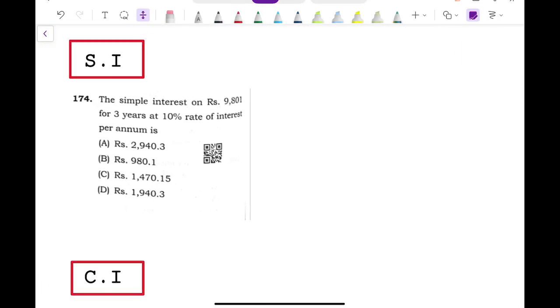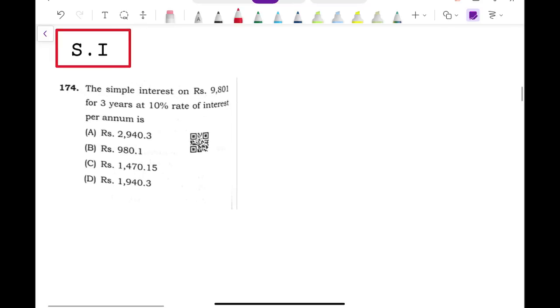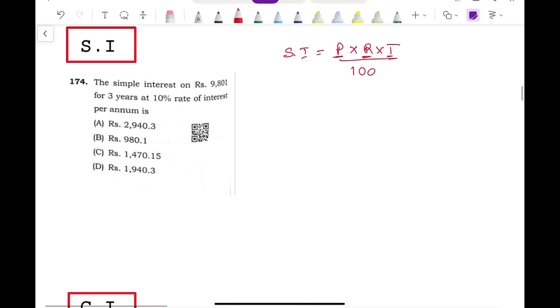Simple interest and compound interest. When we talk about the simple interest, the formula is this. Simple interest formula is principal into rate into time divided by 100. Principal means the amount that you are lending out, and rate means at what percent, and the T means time, okay? So simple interest on this one, that means principal here is given as 9801, and for 3 years, that means time is given as 3 years, and rate is given as 10%.